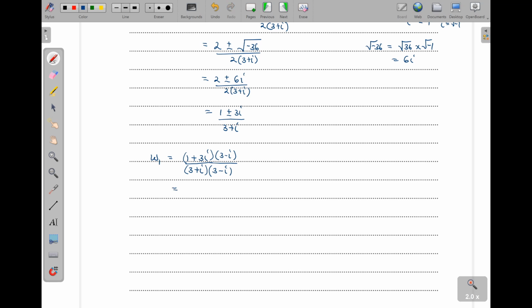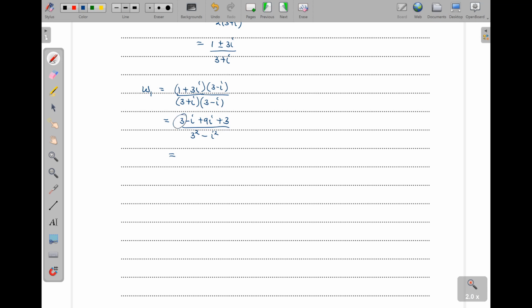Then open the brackets. 1 times 3 minus i, that will be 3 minus i. Then 3i times 3 will give us 9i. And then we shall have here minus 3i squared. But remember, i squared is a negative 1, so this one becomes a positive 3. Then down here, which is actually the difference of 2 squares, I will just have 3 squared minus i squared. Now, we shall have here 3 plus 3, you will get a 6, and then plus 8i.